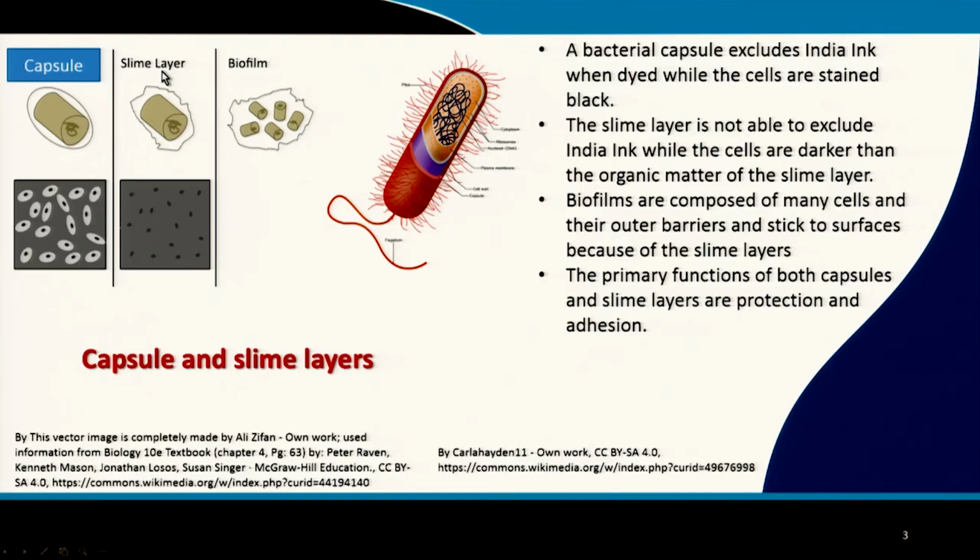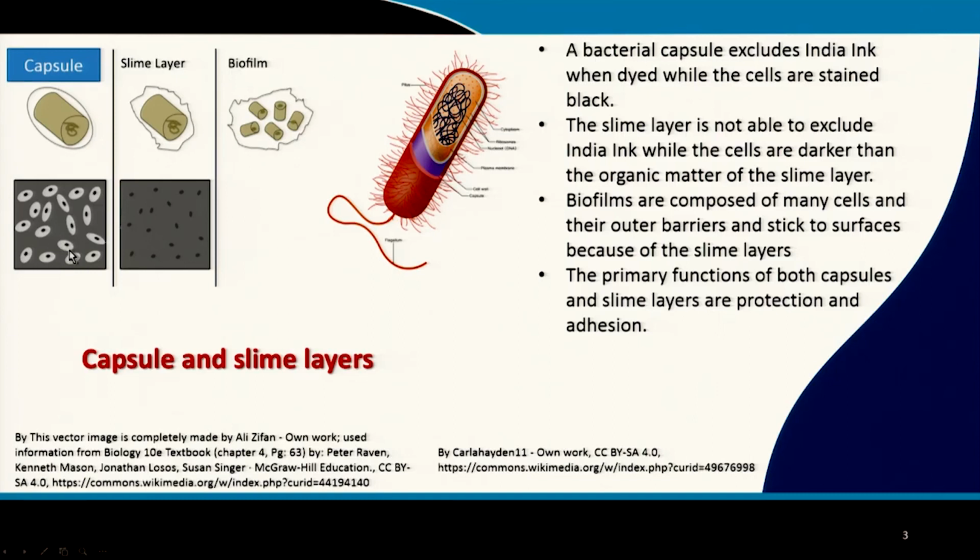This slime layer, when it is dyed, is not going to be excluding India ink entirely. So you can see that the cells will pick up most of the ink or the dye, and the organic matrix, which is the slime layer, will be dark in comparison to the background, but it has less of the dye compared to the cells. So you can see it as shown over here in this schematic.